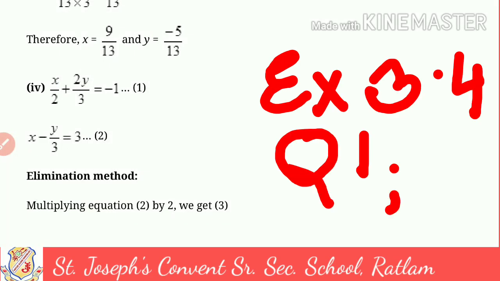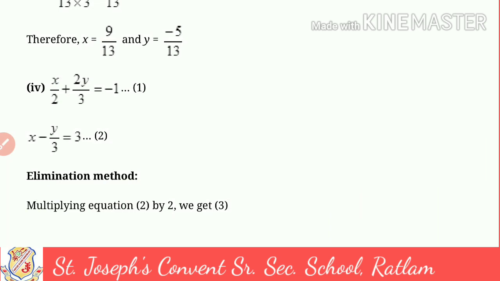Next is exercise 3.4, question number 4, the fourth part. The question is x upon 2 plus 2y upon 3 is equal to minus 1. Let it be equation number 1. And the second equation is x minus y upon 3 is equal to 3. So here you already know that in question number 1, we have to solve the two equations and get the values of x and y by the elimination method as well as the substitution method.